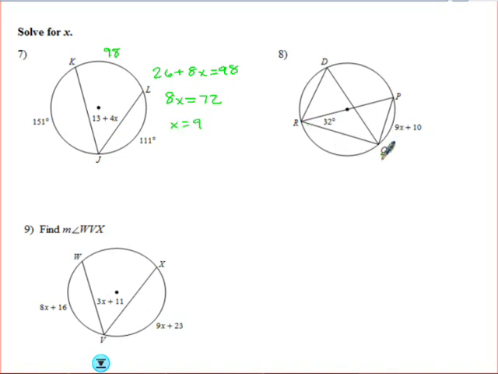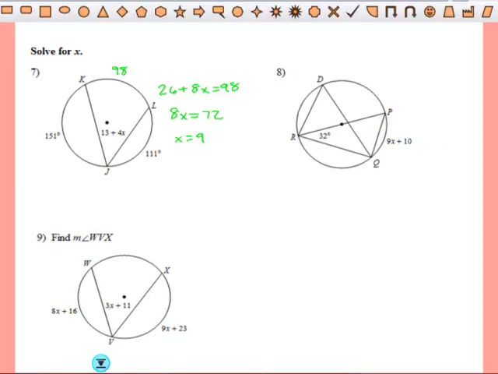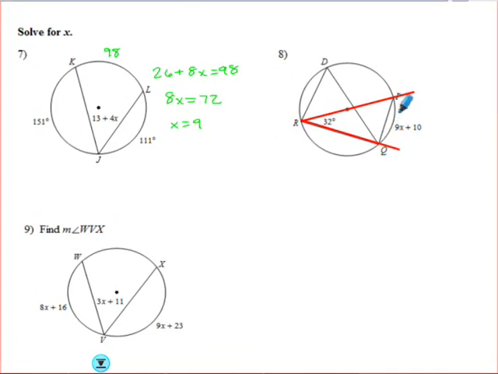Let's take a look at number 8. We have 32 equals 9x plus 10. Sometimes drawing these out with a straight line helps us see what we're talking about. So here's this angle, 32 degrees, and it intercepts this arc right here. So if we double 32, we get 64, and that equals 9x plus 10. So 9x equals 54, and x equals 6.